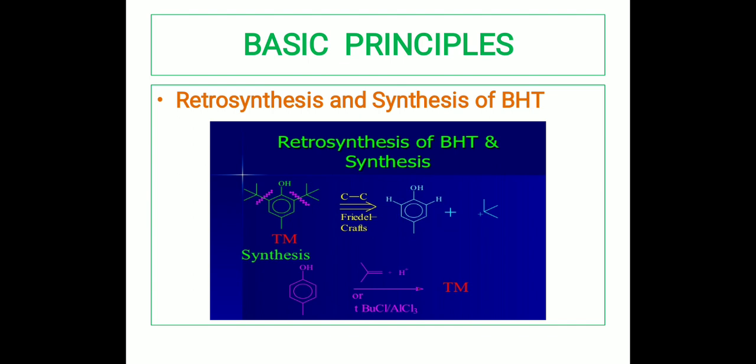So here we have two tertiary butyl groups which are attached to the benzene ring. The tertiary butyl group is nothing but an alkyl group, right? There are two alkyl groups attached to the benzene ring. Hence, the next step is we can write down the Friedel-Crafts alkylation for this retrosynthesis. So suitably, we are going to disconnect those two alkyl groups.